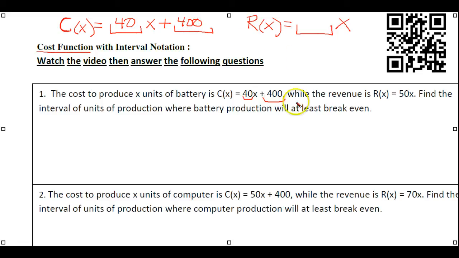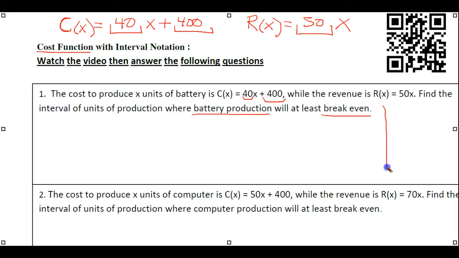Now, when you sell these batteries, remember it costs $40 to make one, but you're going to sell it for $50. So that's the sales price. When you sell something at the register, they pay $50 for each of these units. So they're wondering here, how many would have to be produced and sold so that the company breaks even?